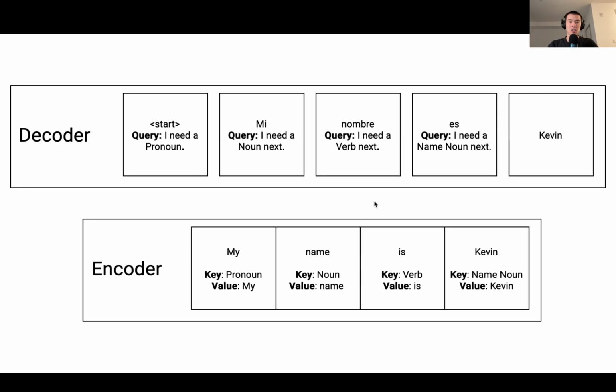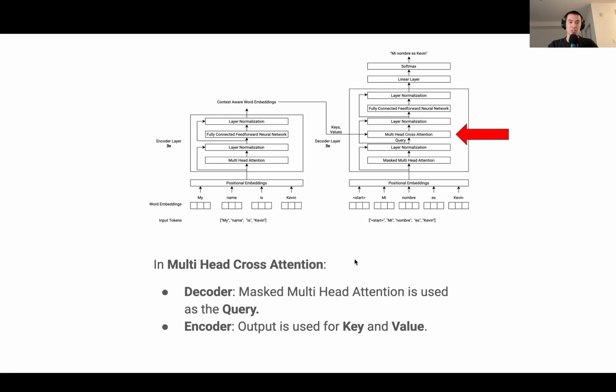Or another way I like to think of this or picture this is this. We have the decoder, start "mi nombre es Kevin." With the start token, the query is, I need a pronoun. The encoder says, okay, key of pronoun, and the value is my. And maybe in the middle of the translation, the query could be, I need a verb next. And the encoder says, oh cool, my key is a verb and my value is es. So hopefully this diagram makes it easier to understand what is happening in multi-head cross attention.